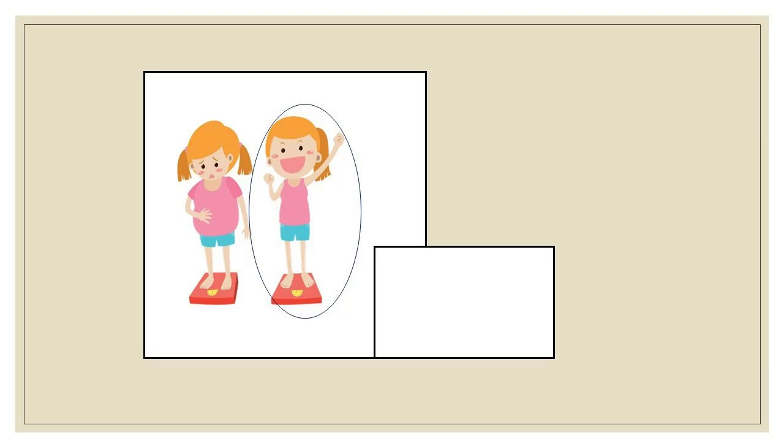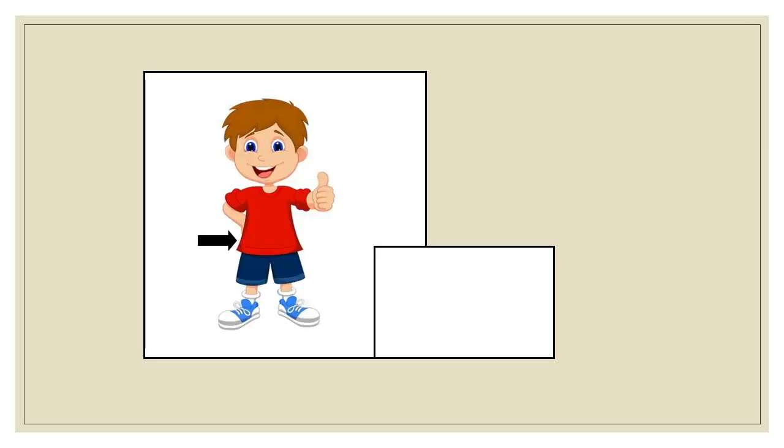Let's spell it together. Slim. Slim. Slim. Can you write it? Next. Can you look at the arrow? The arrow is pointing at the boy's hip. Hip. Can you write the word hip?